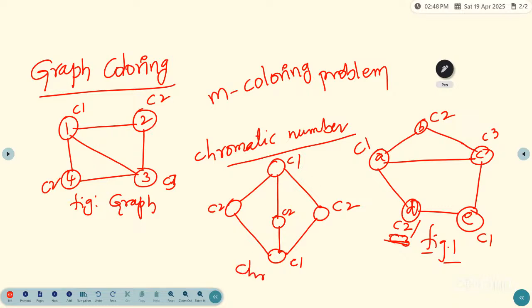The chromatic number is C1, C1, C2. For this graph, the chromatic number is 1, 2. For this graph, it is 3.